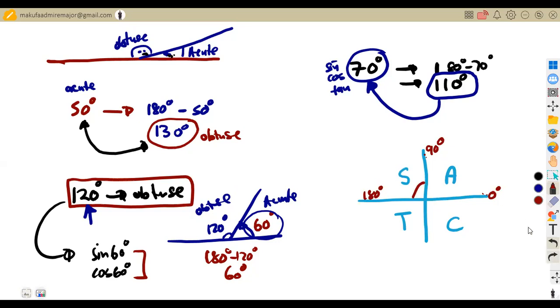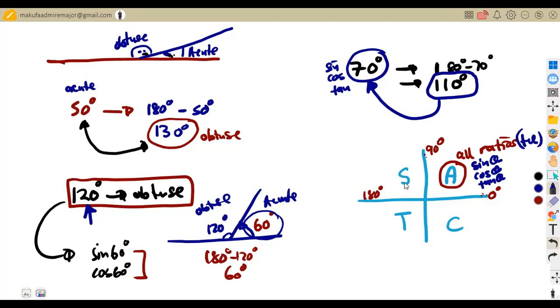So it follows that for these angles from 0 to 90, which are our acute angles, they are all positive. This A here is for all, meaning all acute angles. What we are saying here is that all the ratios we consider are positive. Which ratios are we talking about? The ratio of sine theta, the ratio of cos theta, and the ratio of tan theta. All these ratios are positive, so the sign that we see here is positive.